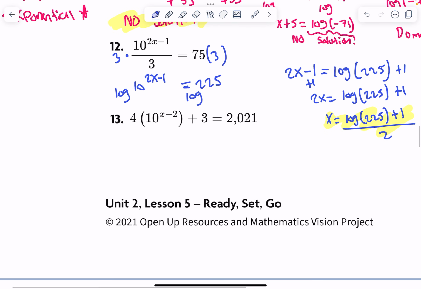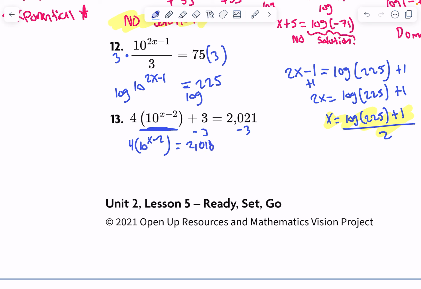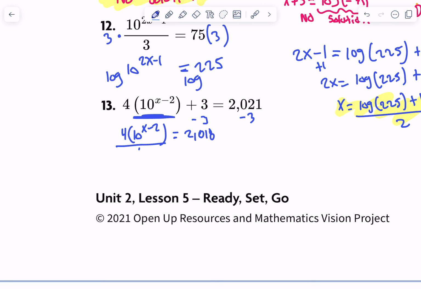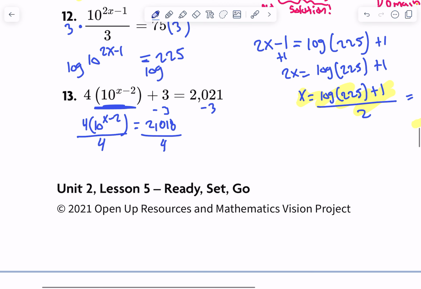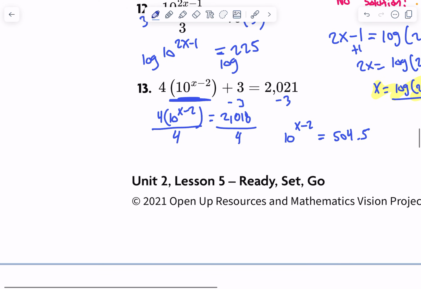13. Still very similar here. We want to solve and isolate this first. So we want to have this by itself. So I subtract 3 on both sides. So I get 4 times 10 to the x minus 2 is equal to 2018. I divide both sides by 4. And I'm left with 10 to the x minus 2 is equal to, let's think about that. That's 504.5.